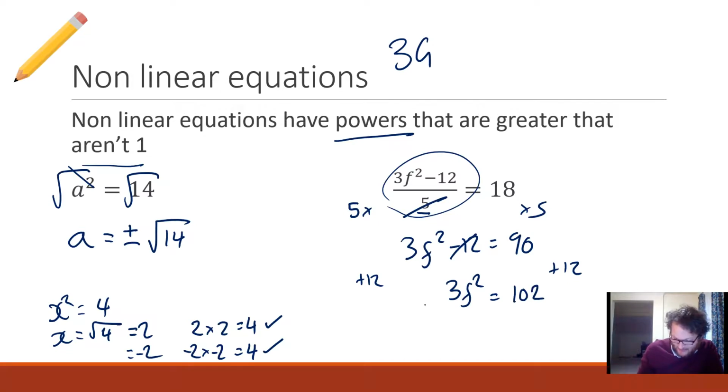Next, to get f by itself, we're going to divide by 3. That's going to give us f squared equals 34. And once we've got f squared equals 34, we can just go f is going to be this positive and negative square root of 34.